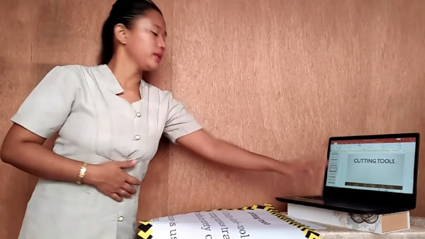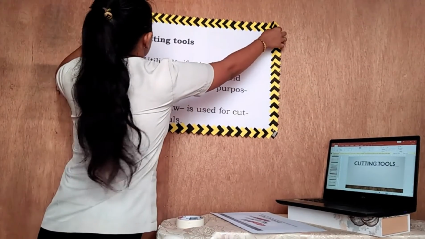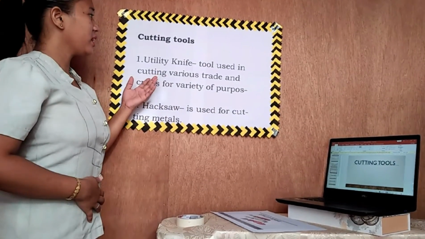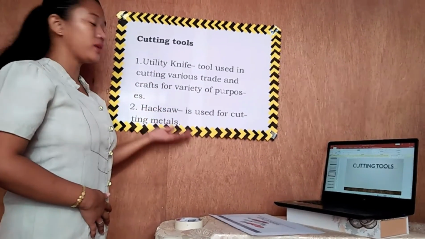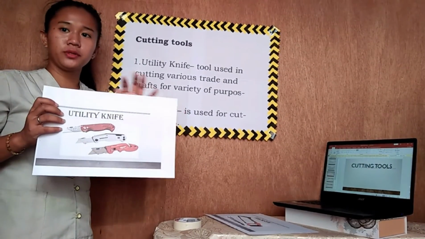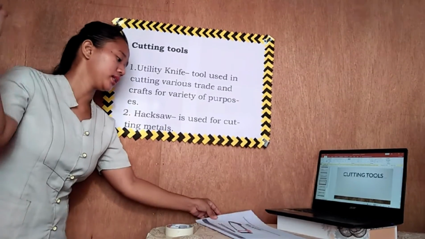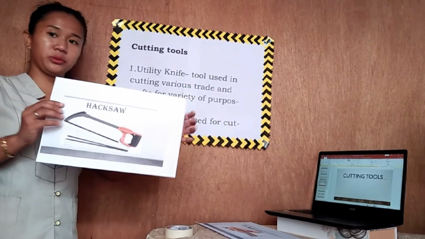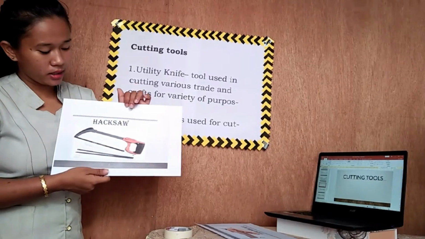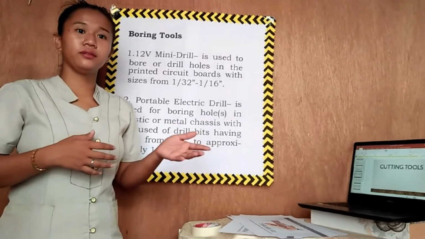So let's proceed now to cutting tools. Utility knife is used in cutting for various trades and crafts for a variety of purposes. So this is the picture of a utility knife. It is used for cutting. Hacksaw, used for cutting metal. It's so basic to identify what is a hacksaw because it is commonly used at home, and it is used for cutting metals. Can you follow? Okay, very good.